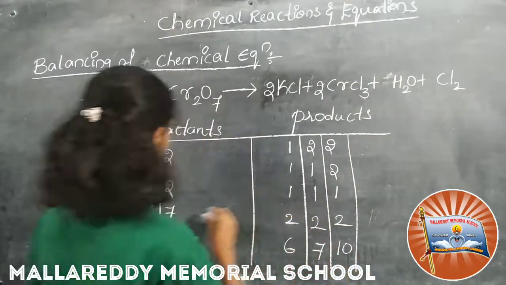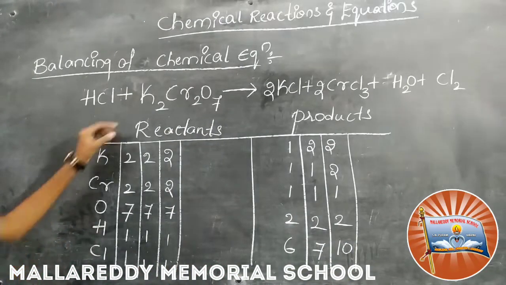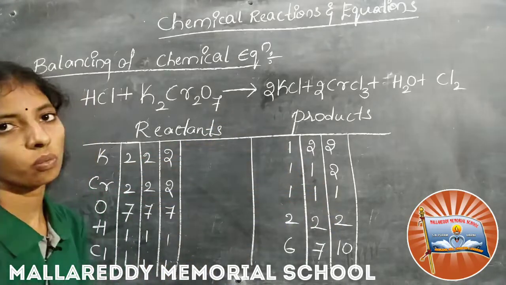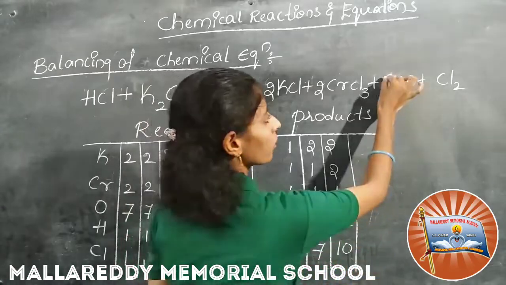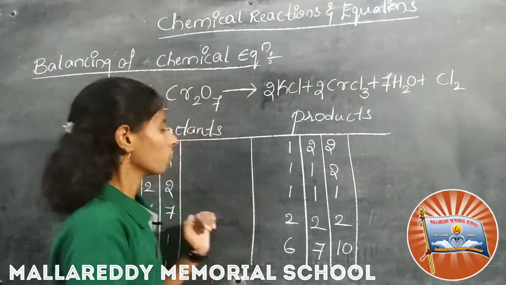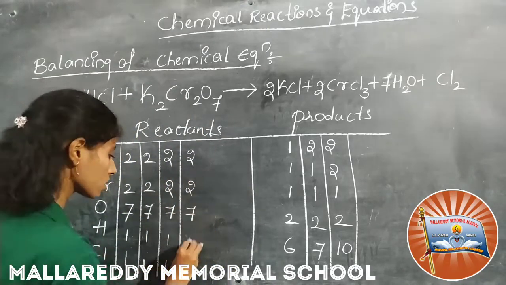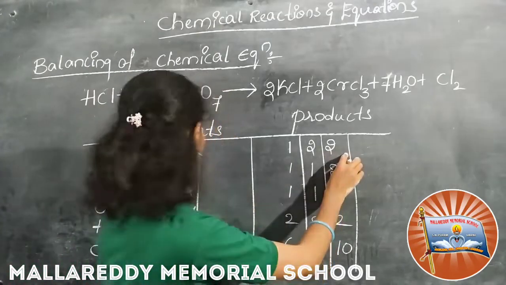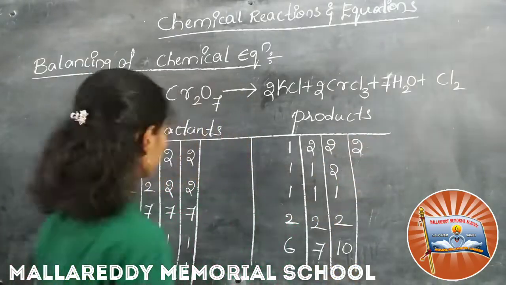Yes. Now come to oxygens. On the reactant side we have 7, on the product side we have only 1. So there we have to change the number. Here I want to take 7. Now on the reactant side we are not changing anything, so the numbers remain the same. Now come to the product side. K, potassium, is the same, that is 2.